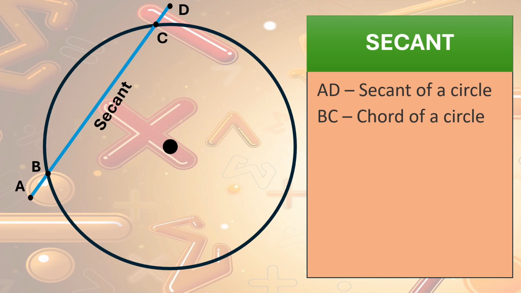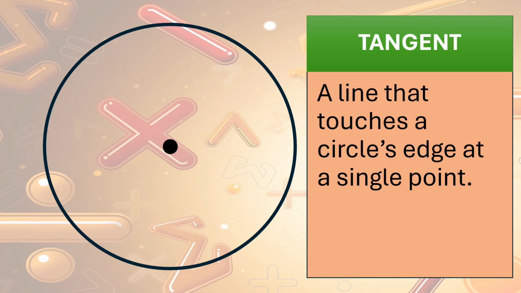Secant of a circle. BC, chord of a circle. Tangent, a line that touches a circle's edge at a single point.